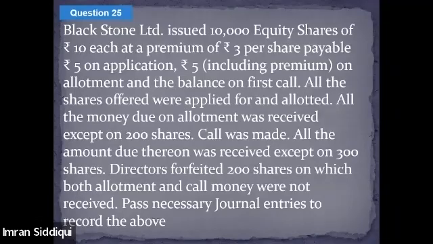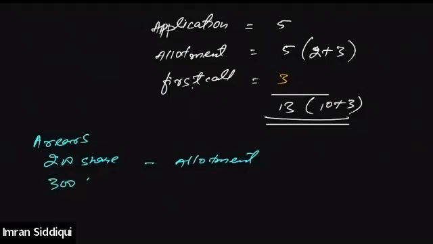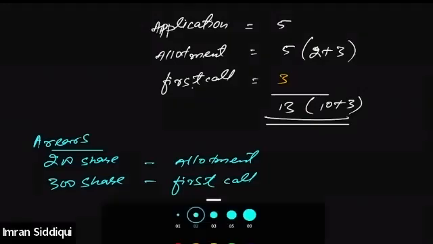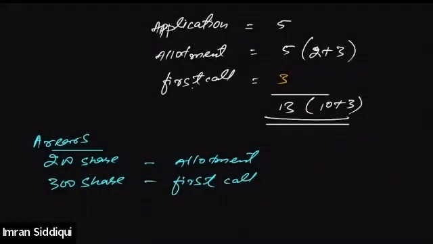And there are 300 shares that did not pay call money. Call was made, and all the amount due thereon was received except on 300 shares. That means for 300 shares, the company did not receive call money. That means the first and final call was not received towards the 300 shares. Got it? That is what is given in the question. I'm not saying anything on my own. I hope the question is clear now. Everybody, is that clear?